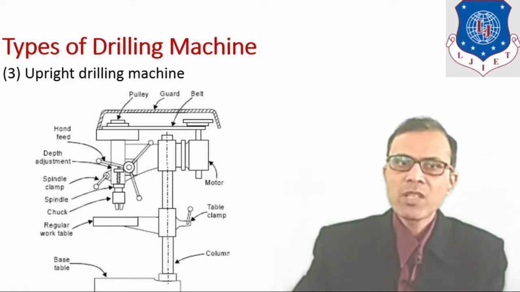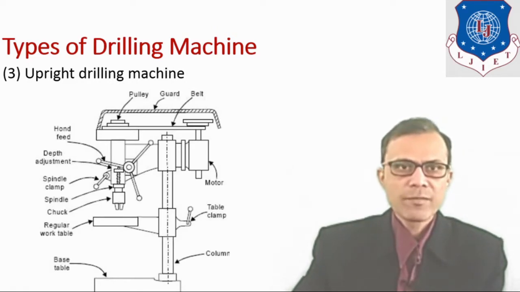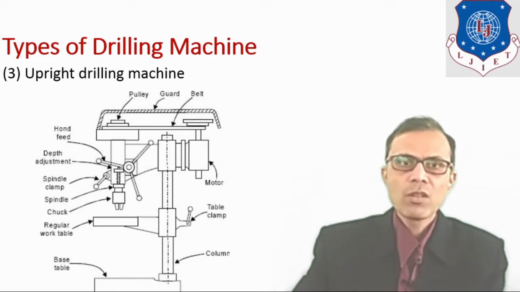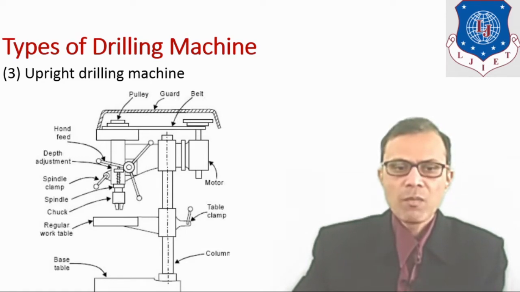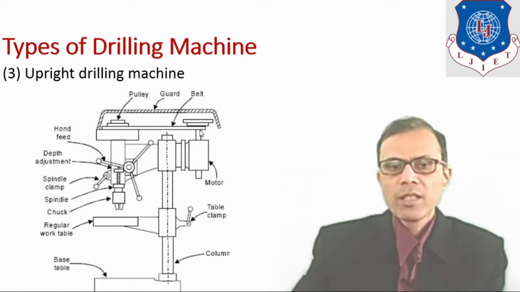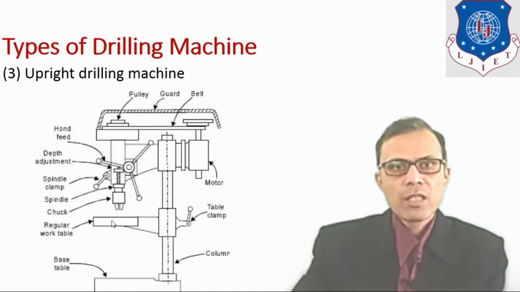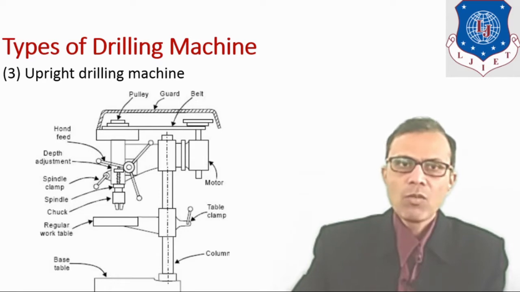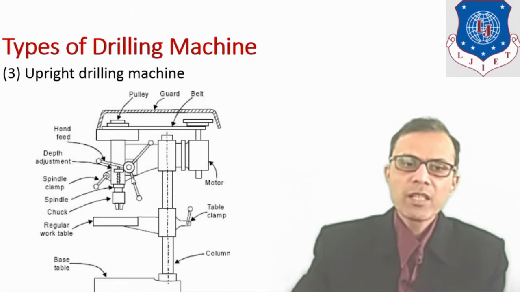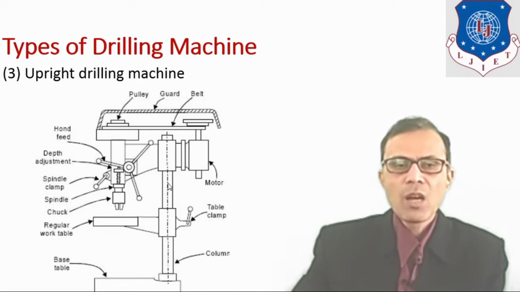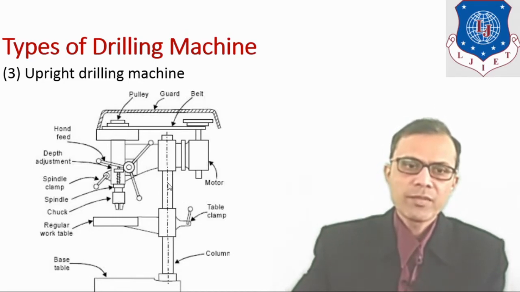Next type of machine is the upright drilling machine. It is a medium capacity machine which is used to produce holes of size maximum up to 50 mm. It consists of base, column, drill head, two cone pulleys, belt driven mechanism, and a work table. The work table can be swiveled by 180 degrees on either side, and the feed is provided to the drill bit by hand. This column has a box section.